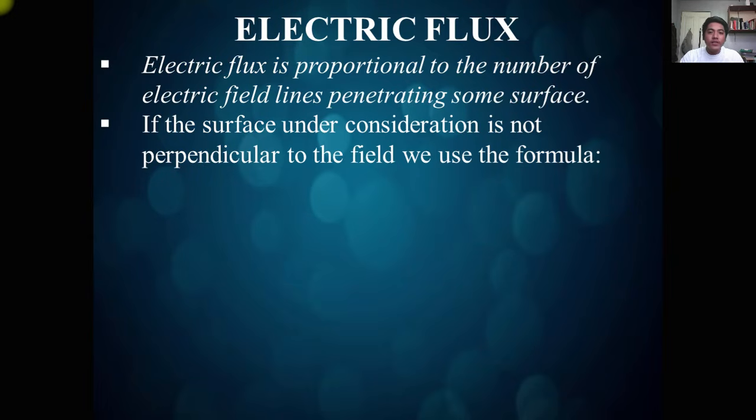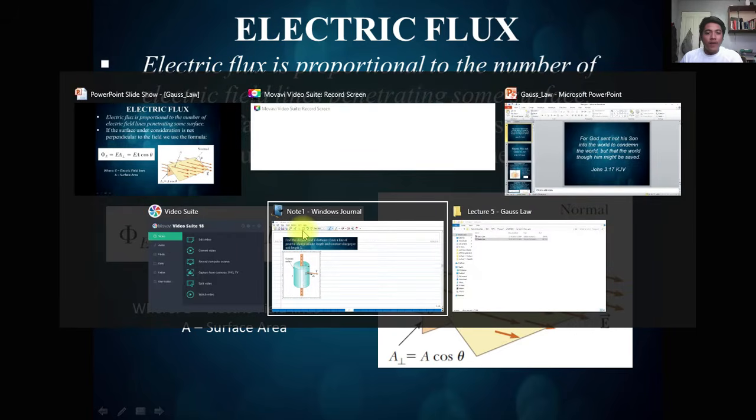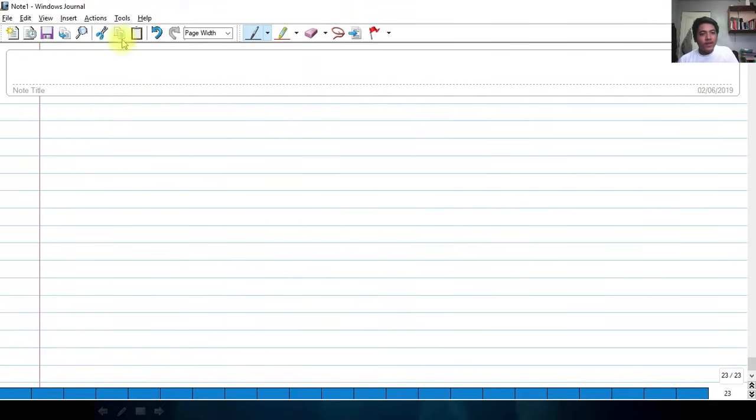Okay, if the surface under consideration is not perpendicular to the field, we use the formula more specifically that electric flux is equal to the product of the magnitude of the electric field and the area through which it passes, times the cosine of theta. And again, we're going to write it down. So electric flux is the product of the magnitude of the electric field times the area, then cosine of theta.